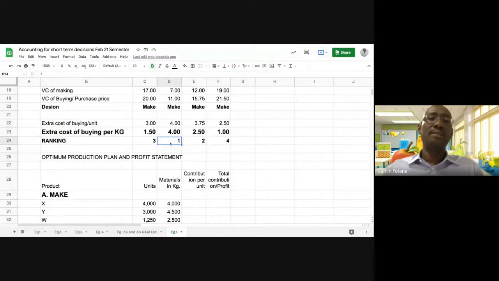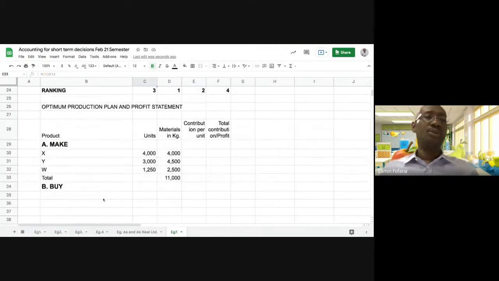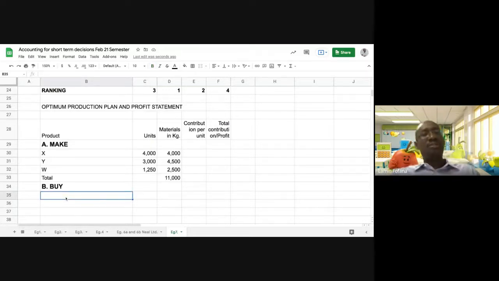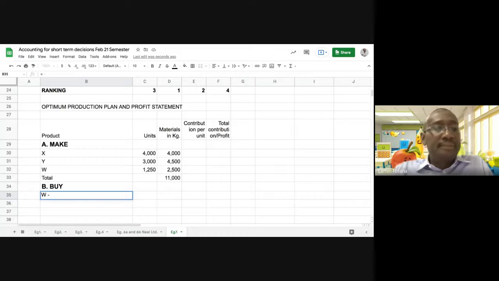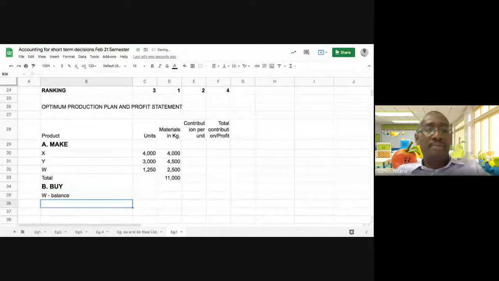That is 1, 2, and part of 3. Okay? Because they cost £4, okay, per kg, and 250 and 3 respectively. So now, what will be the first product that we need to make? Sorry, we need to buy? What's the first product we need to buy? The balance remaining of part W. Okay, it will be W balance. Excellent. Thank you.